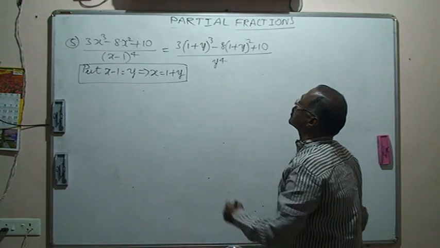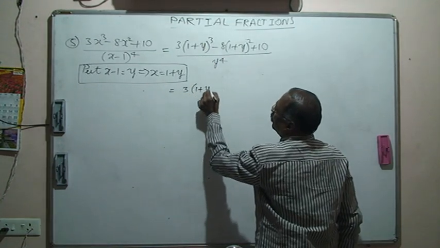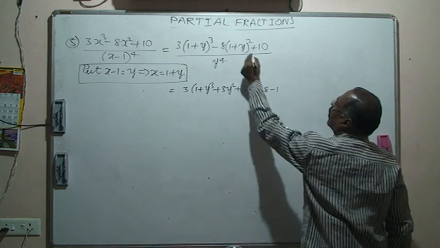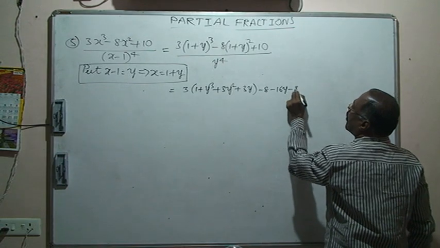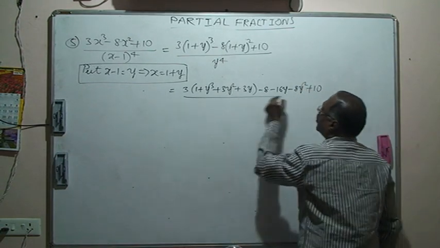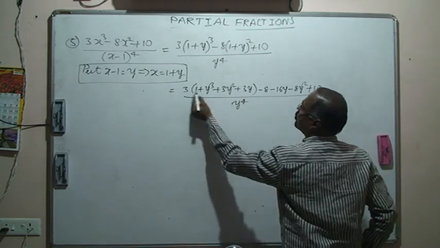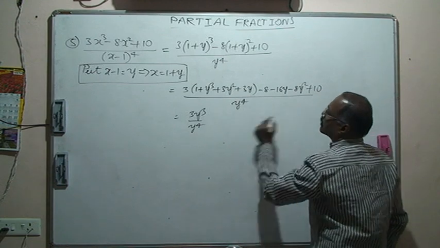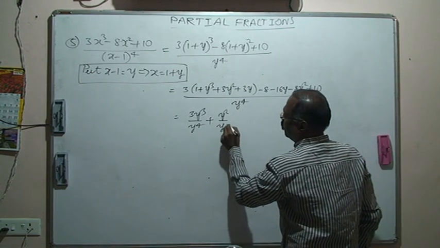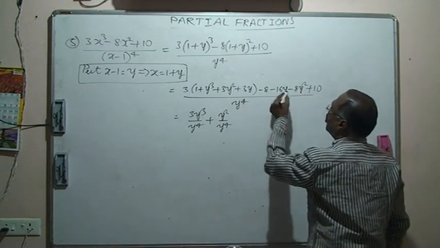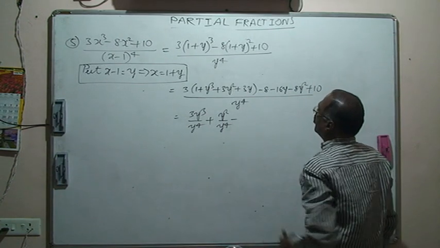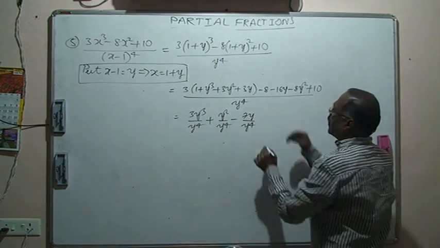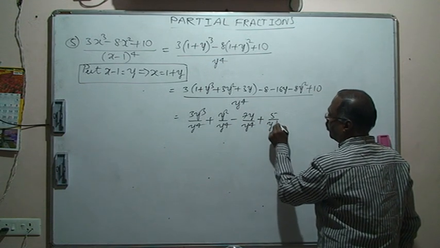Now, let me split it. 3 into (1 + 3y + 3y² + y³) minus 8 minus 16y minus 8y² plus 10, divided by y power 4. Just see this. It is 3y³ by y power 4, and it is 9y² − 8y² = y² by y power 4. Then 9y − 16y = −7y by y power 4, plus 3 − 8 + 10 = 5 by y power 4.